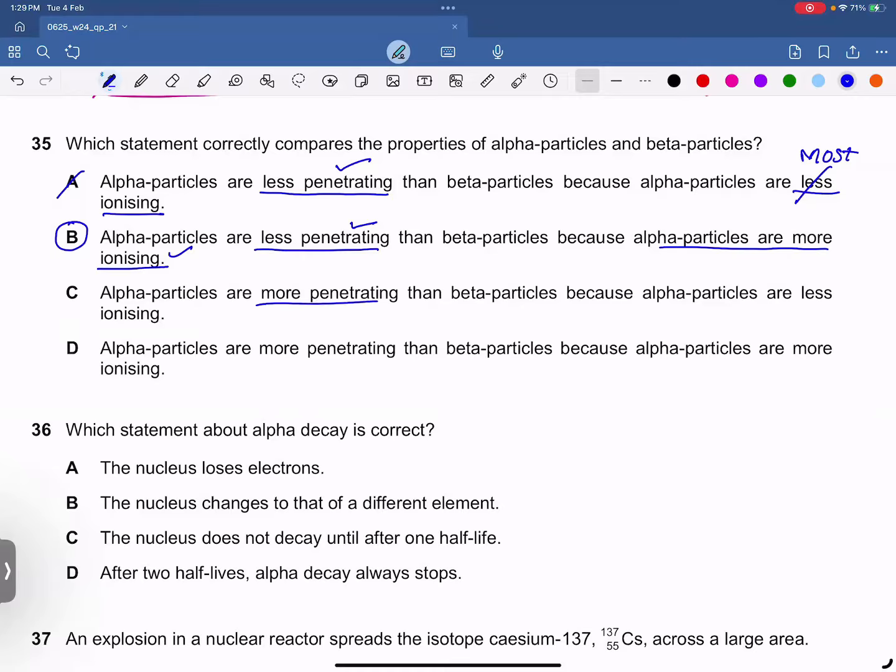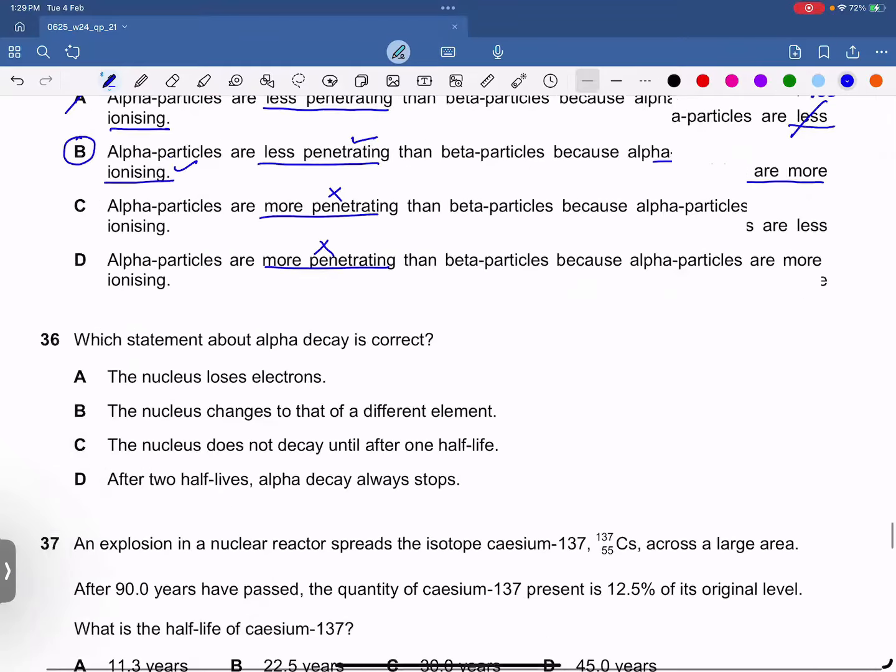Alpha particles are more penetrating? No. The most penetrating are gamma, then comes beta, and finally alpha is the least. We go for question number 36.